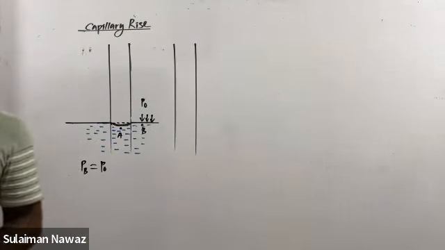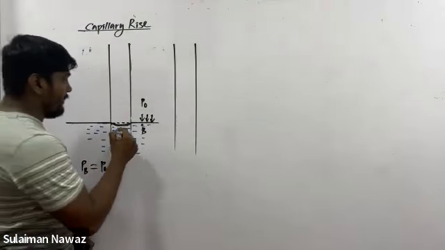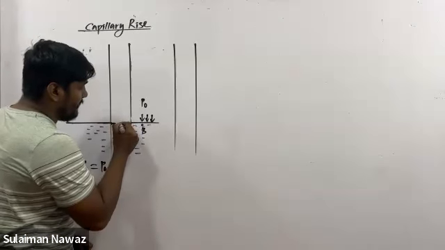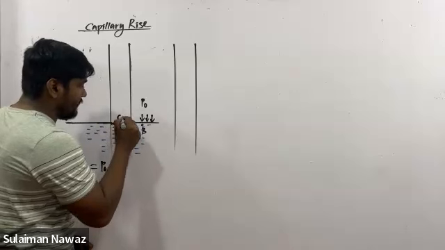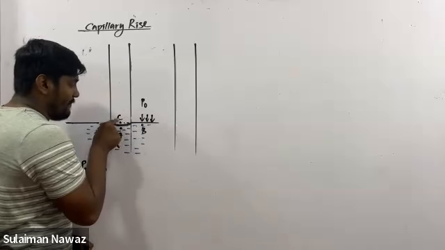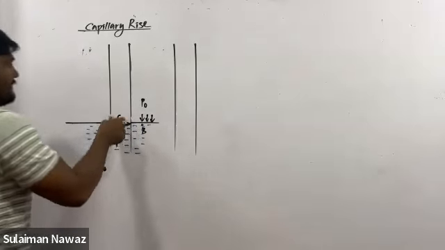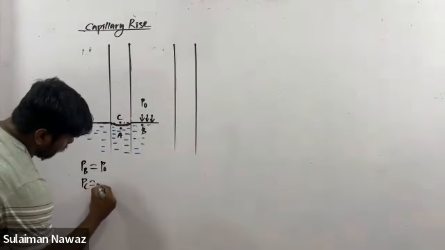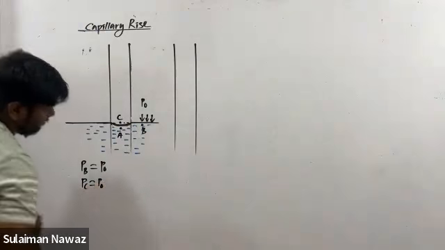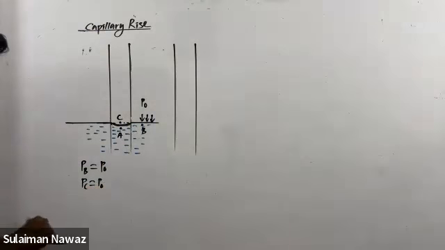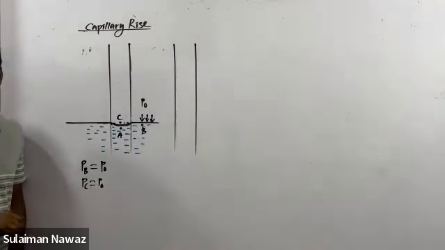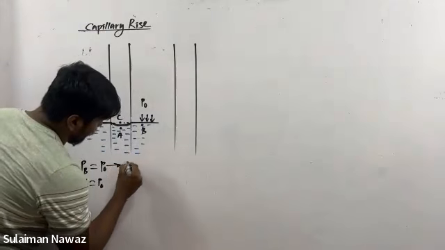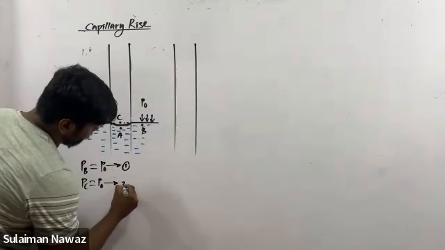If I take a point C just above the concave meniscus, what can you say about the pressure at point C? We know pressure at point C is exactly equal to atmospheric pressure, PC equals P naught. Now, this is my equation 1, and this will be my equation 2.